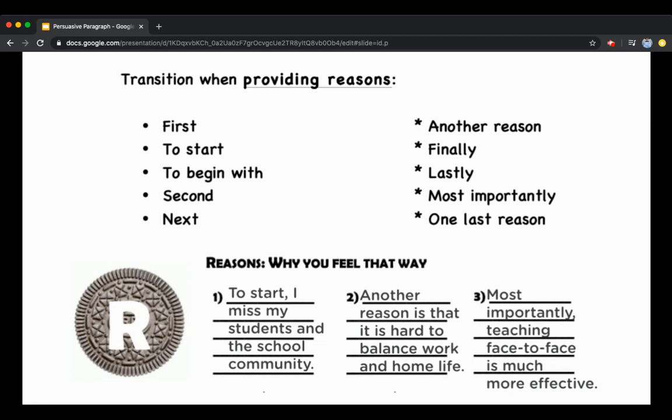Here are some sentence stems that you can use in front of each of your reasons. To start, I miss my students and the school community. Another reason is that it is hard to balance work and home life. And most importantly, teaching face-to-face is much more effective. So you can choose any of these sentence starters for each of your reasons, and they'll go right in front of your reason.